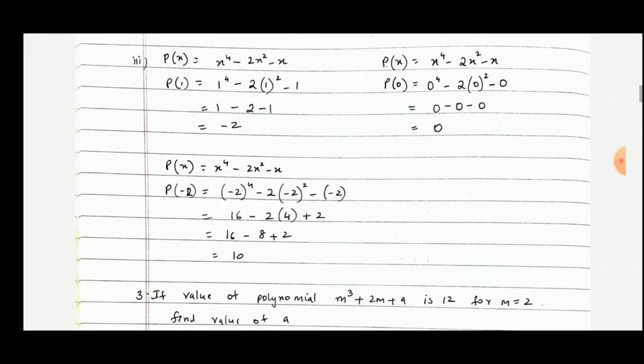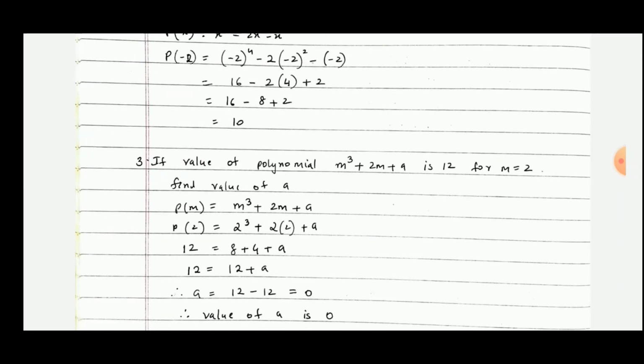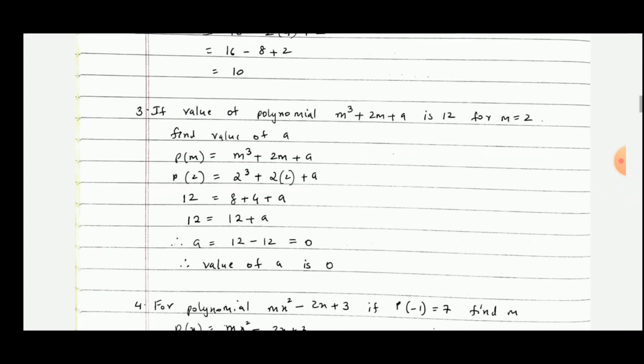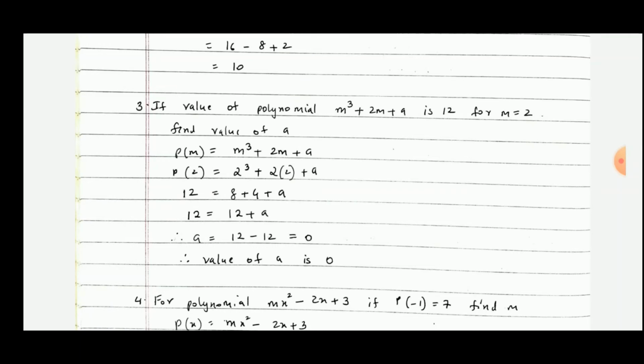Now third one, if the value of the polynomial m cube plus 2m plus a is 12 for m is equal to 2, find the value of a. Now the polynomial p of m is equal to m cube plus 2m plus a.